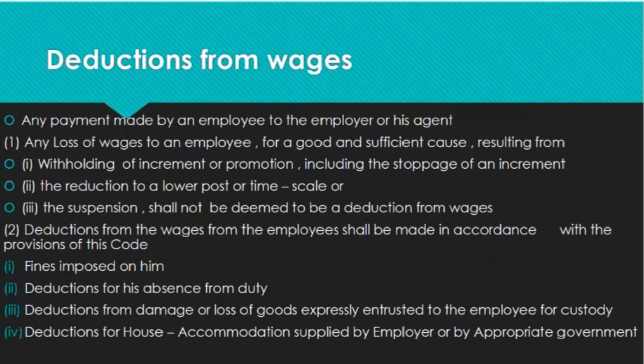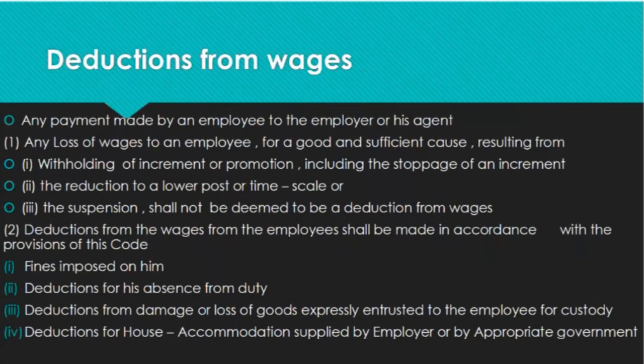Now we have arrived at the wages. We pay minimum wages, we pay monthly. This is our wages that has to be paid: basic plus DA plus cost of living allowance plus the cash value of food concessions. So this is what we are going to pay. Now there can be certain deductions made from wages, similar types of deductions we will make. Any payment made by an employee to the employer or his agent will be reduced from the wages.